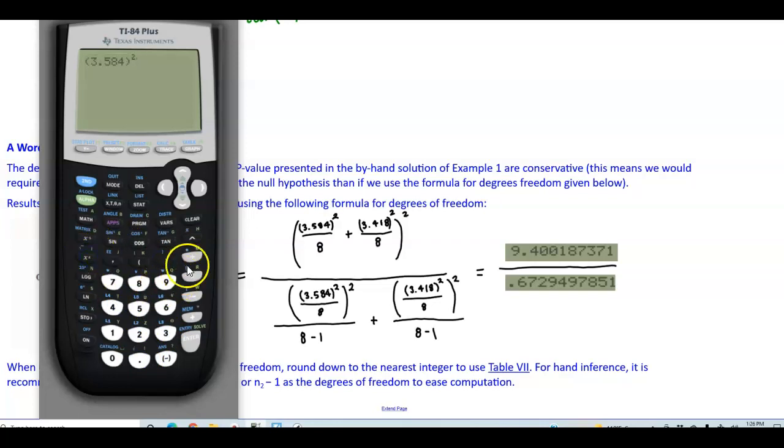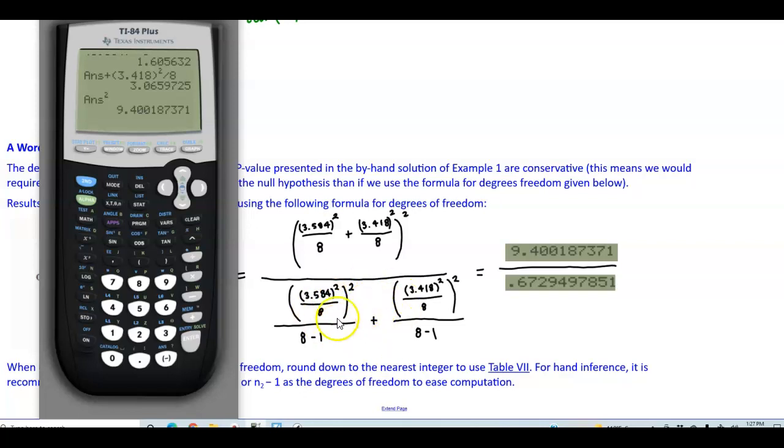We're going to square that and then divide that by 8. That's going to give us this first part. And then we're going to add that part. So we're going to add plus parentheses 3.418, square that, and then divide that by 8. Now that we've added those together, all we need to do is take the square of that answer. And so that gives us 9.400187371. So that's going to be in our numerator. When we try to do this all at once, we can miss parentheses, so it just makes it a little bit easier if we do it this way.